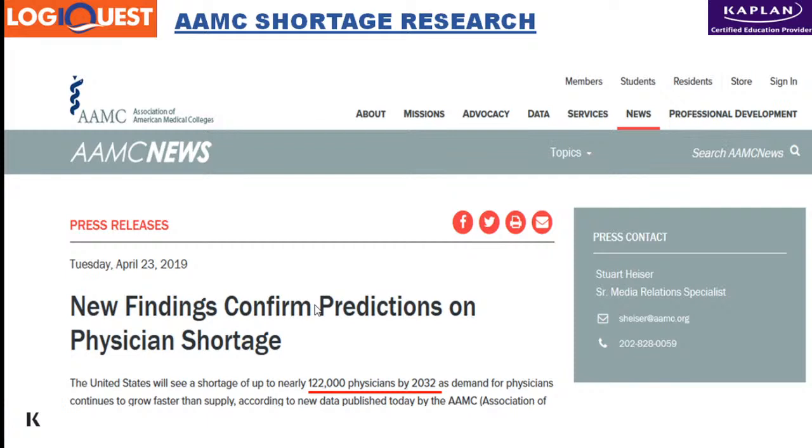Thereafter there have not been any updates, but maybe in early 2021 we may expect some updates on this. Even if I consider the latest update on their website, it says the shortage of 1 lakh physicians has now increased to 1,22,000 physicians by the year 2032. Which means the demand in the US for doctors, physicians, healthcare specialists, and surgeons is increasing year on year.